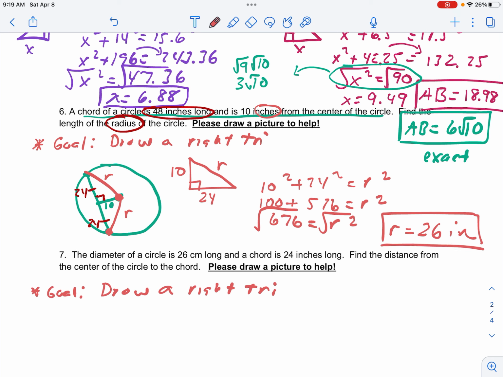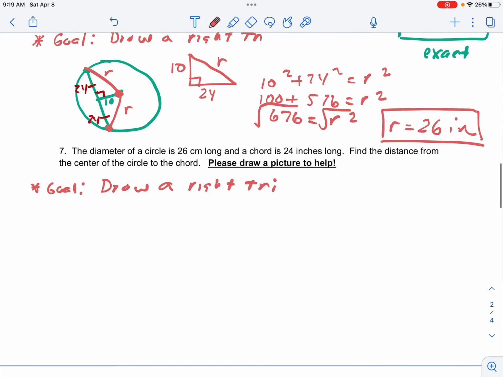So notice how I drew this: I drew my chord, but my goal was to draw a right triangle so I can use the Pythagorean theorem and use knowledge that we remember from earlier in the class.